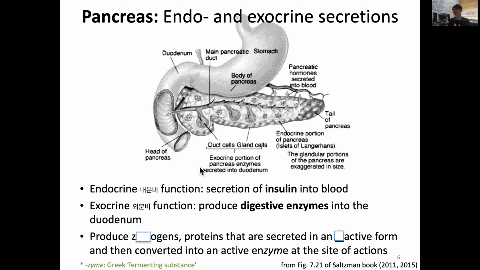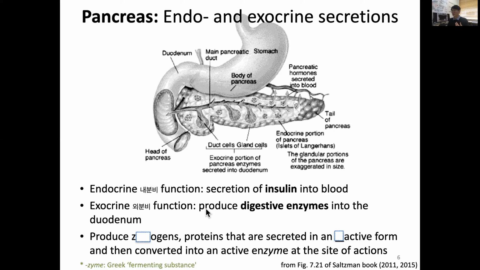So let's see what the pancreas looks like. It's right attached to the back of the stomach, and it's connected to our gastrointestinal tract at the duodenum with this hole. So this is how the pancreas looks. And there exists a main duct inside, the main pancreatic duct, and there are duct cells, and here are gland cells, which secrete the exocrine portion of pancreatic enzyme, which is a digestive enzyme. And at the same time, you can see there's another portion of the pancreas, which is the endocrine portion, which secretes pancreatic hormones into the bloodstream. That is called the islets of Langerhans. And in the pancreas shape, this is called the head and this is called the tail.